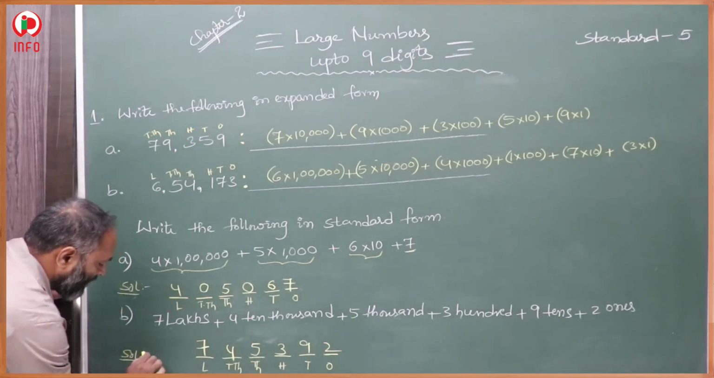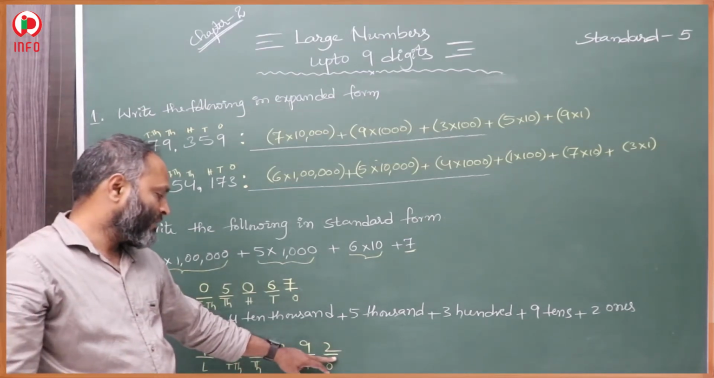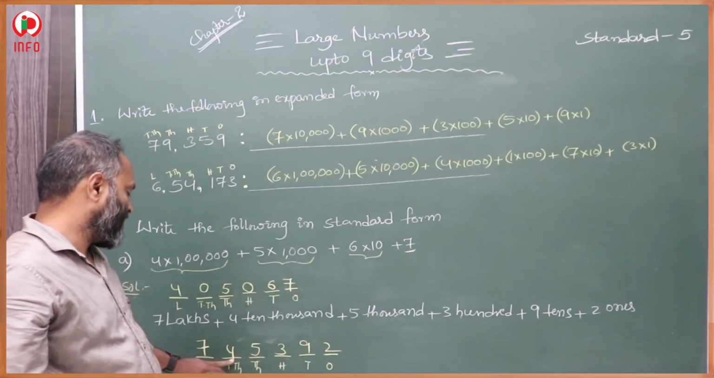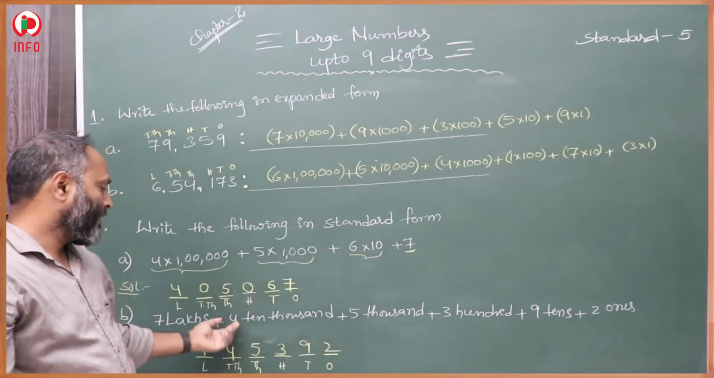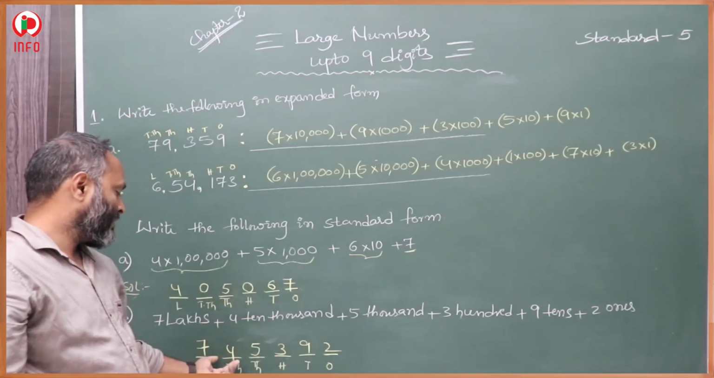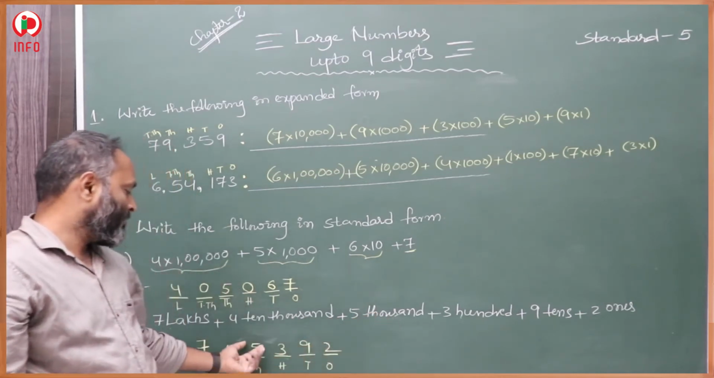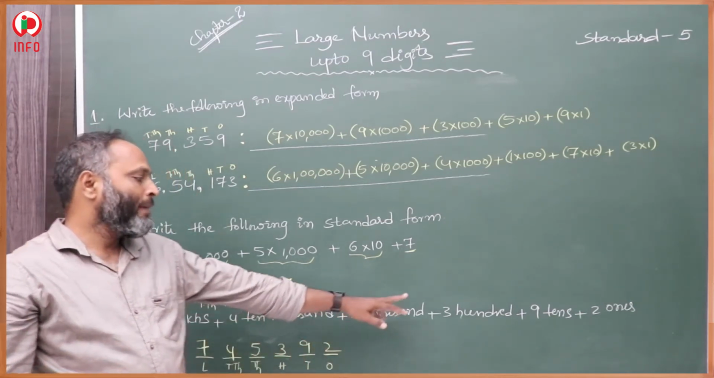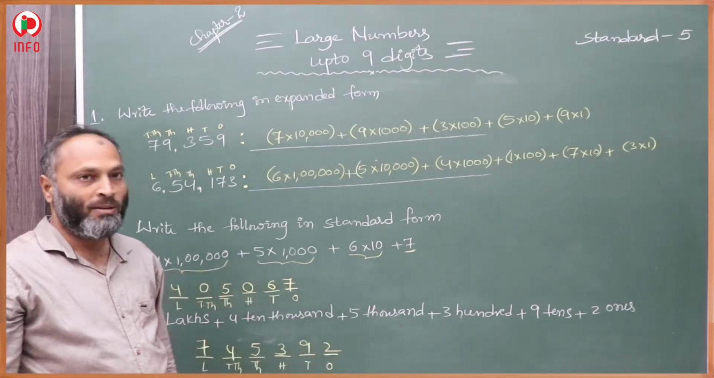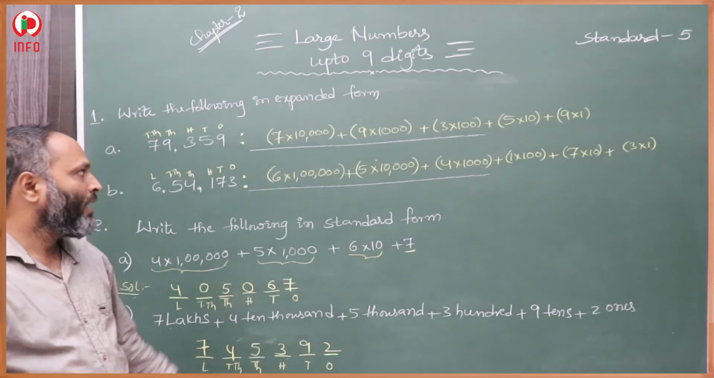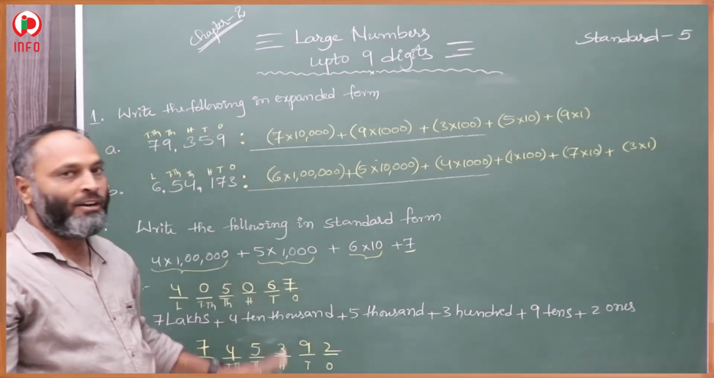So this is the procedure and the solution for this question. First we check the first number, which is lakhs. We take places till lakhs, then check one by one. 4 is in the 10,000s place, 5 is in the thousands place, 3 is in the hundreds place, 9 is in the tens place, and 2 is in the ones place. This is standard form into expanded form, and expanded form into standard form.